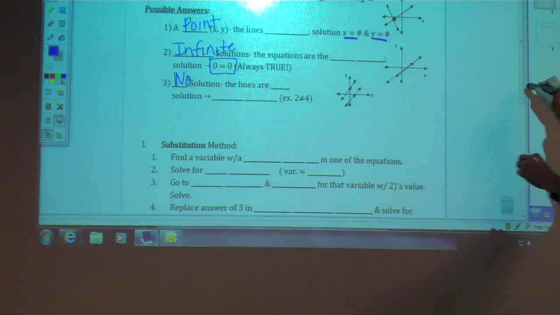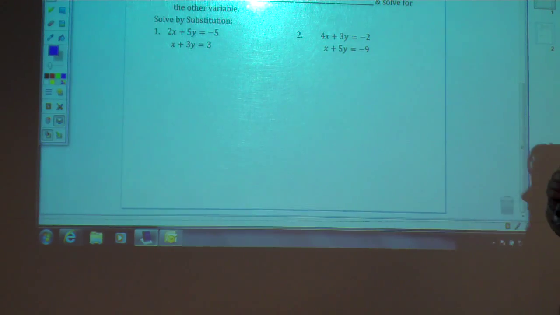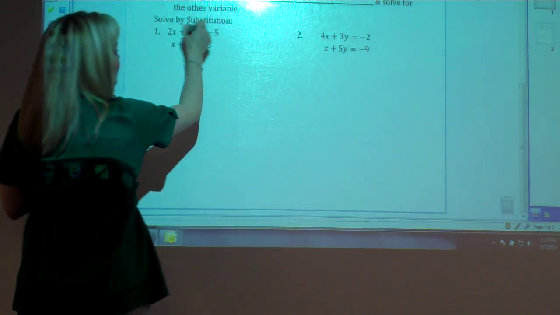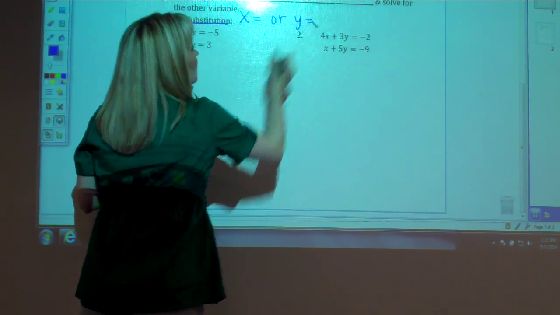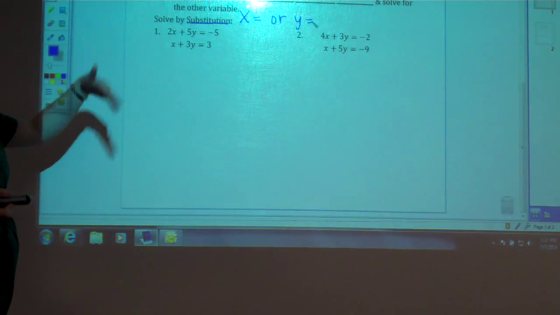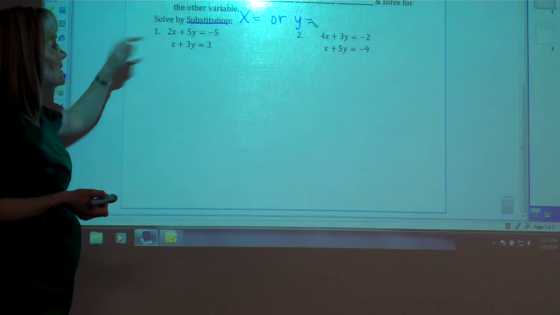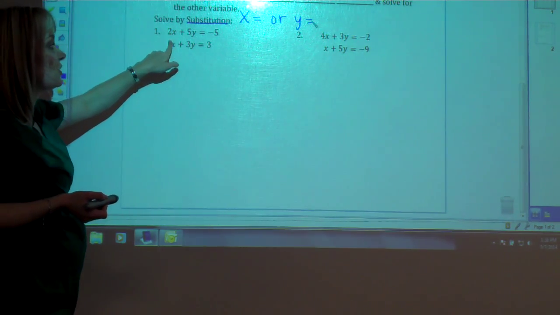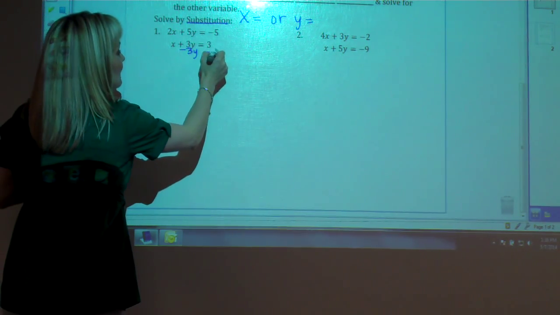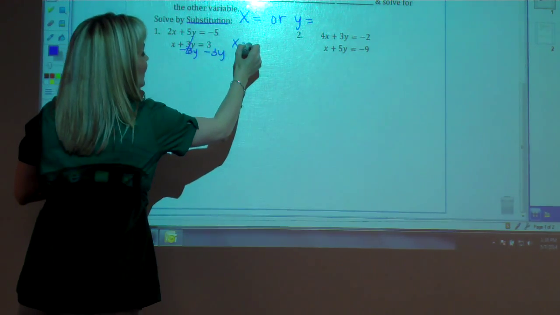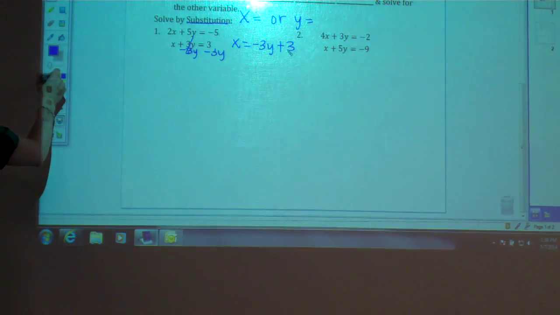First, I want to talk about substitution method. Now, I know we just did one in our warm-up, so I'm just going to do one of these on here. In substitution method, you are trying to get one of your equations in x equals or y equals. The way you know that is because in one of your equations, you have a coefficient of 1 for one of the variables. In this problem, our second equation has a coefficient of 1 for our x. So I can subtract 3y here, and that gives me x equals negative 3y plus 3. Okay? There I've solved for x.